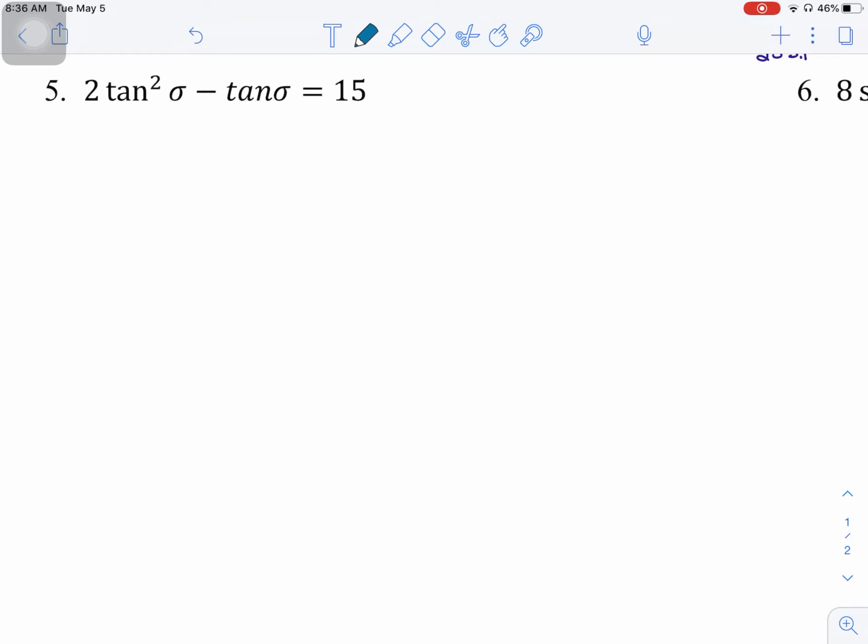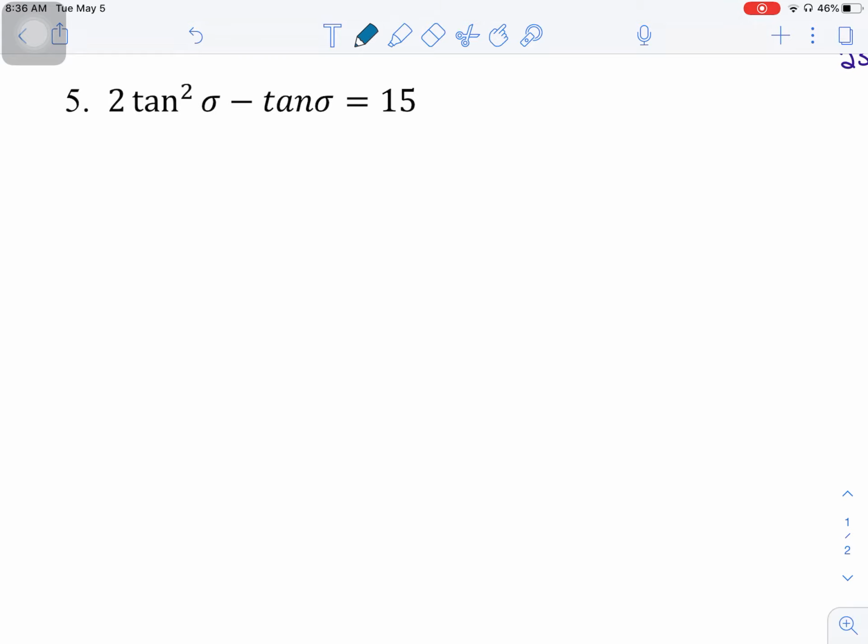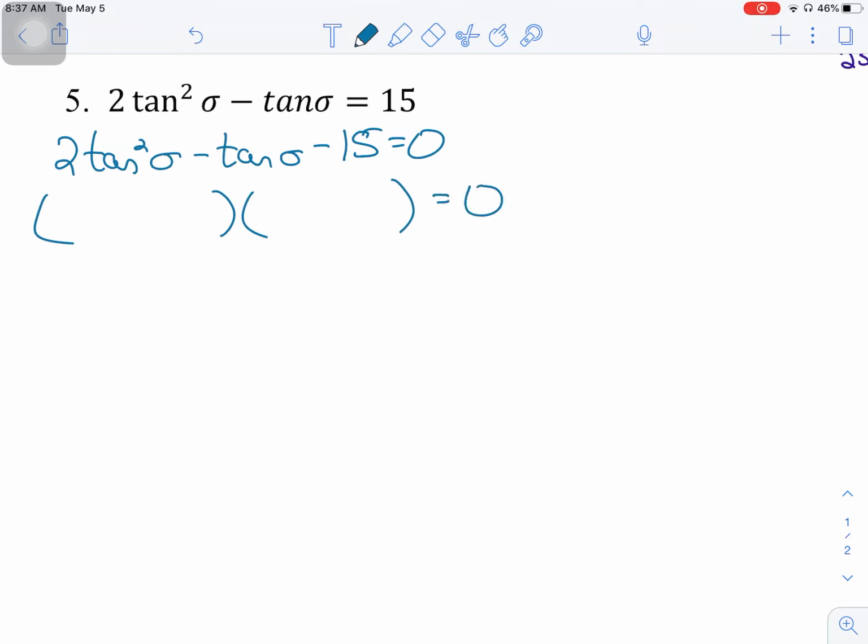So for question number 5, tangent squared sigma plus 2 tangent sigma minus 15, I need to get it equal to 0. I'm going to factor. So 2 tangent sigma, tangent sigma. I would like a 3 here, and I think I want a 5 here. So 2 times 3 is negative 6, positive 5. There's my 2 factors.